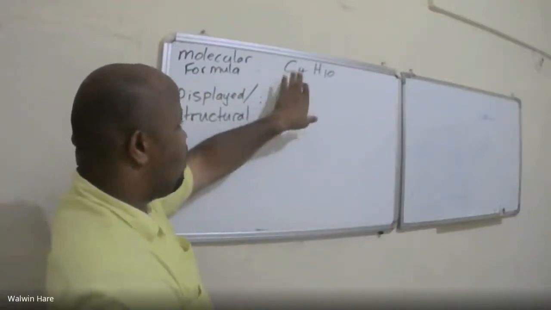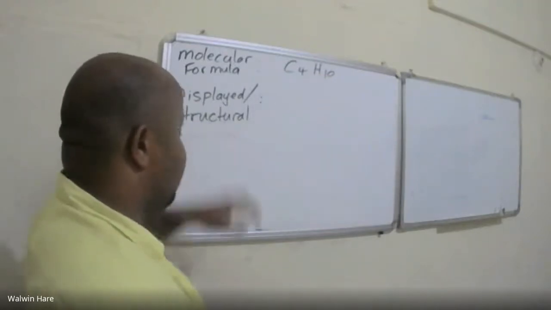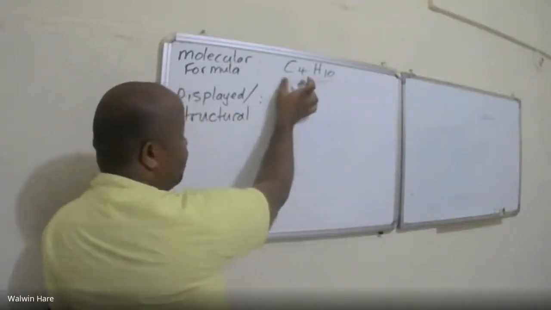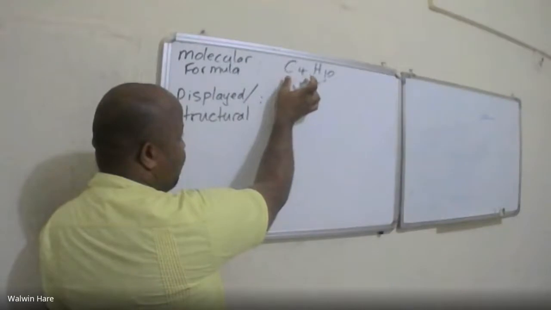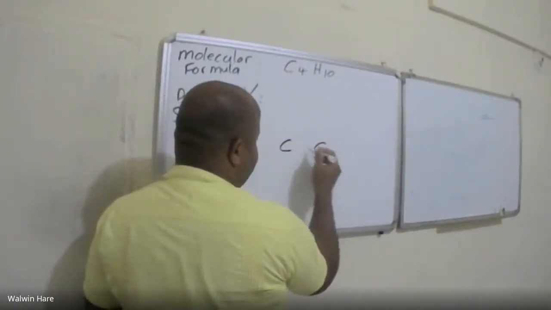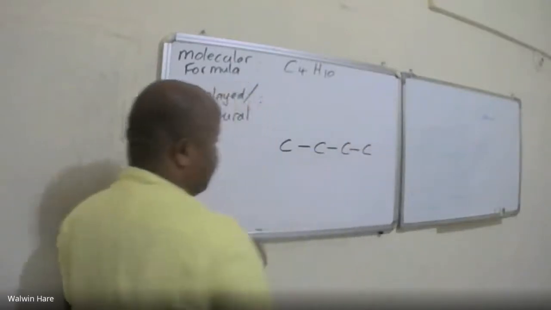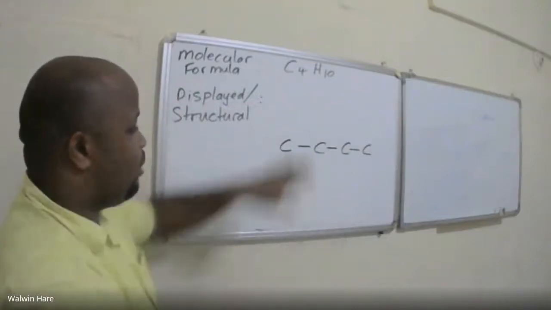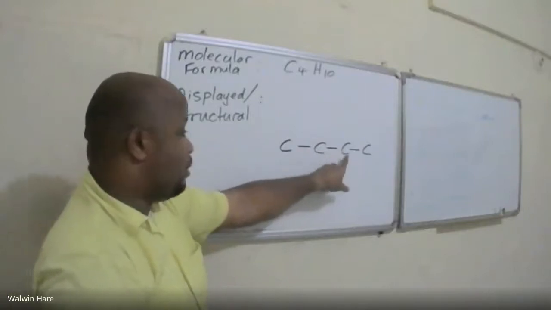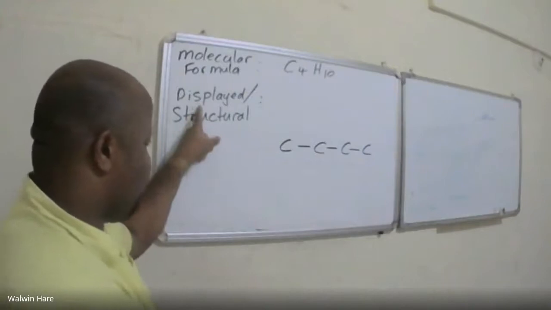So when you have the molecular formula, and you're going to draw the displayed formula, ignore the hydrogens. Let's pay attention to the carbon atoms first. The carbon atoms are going to be connected to each other by a single line. That's the first thing to do for the displayed formula.